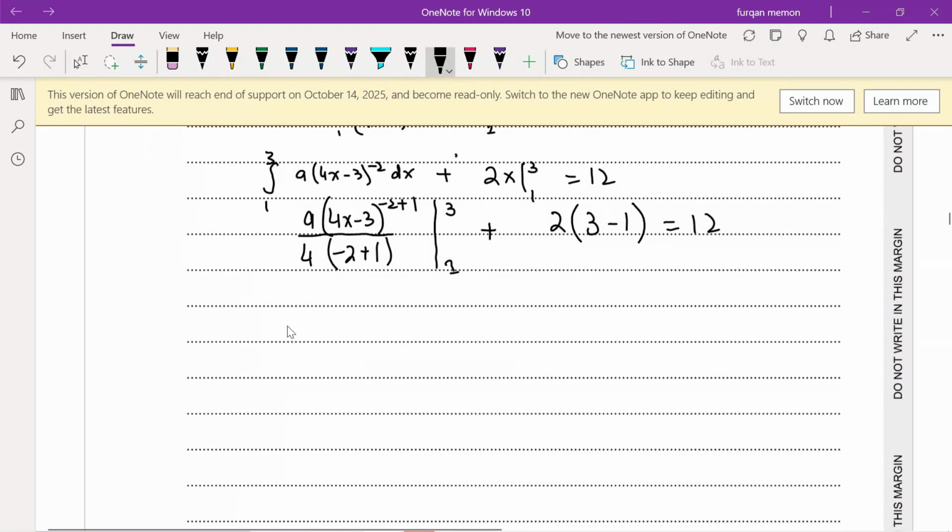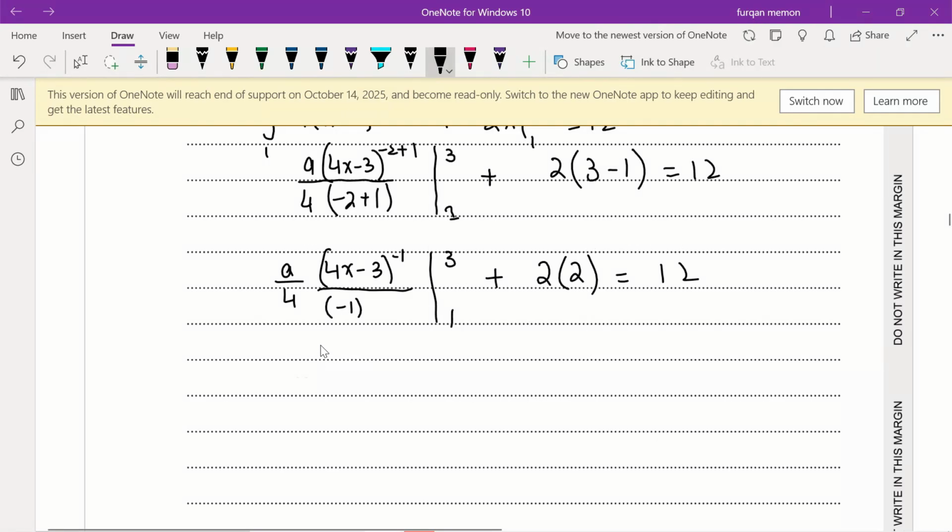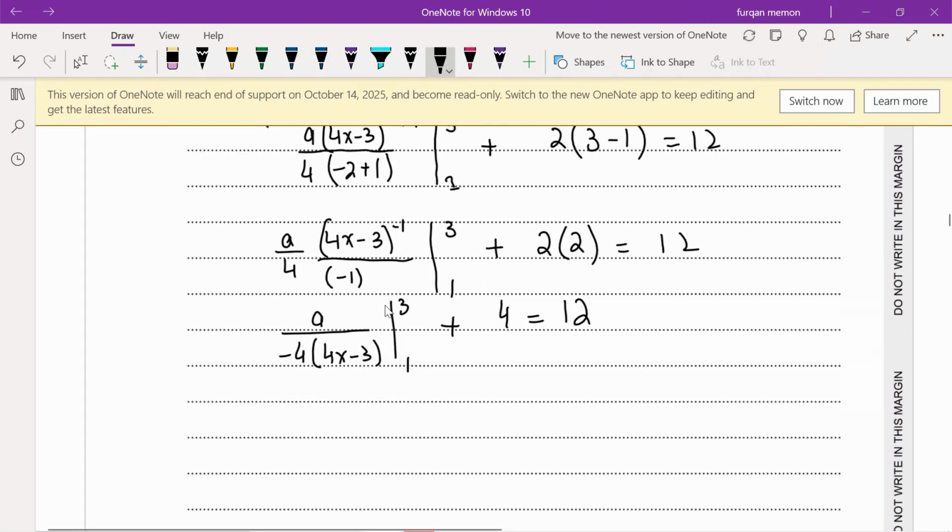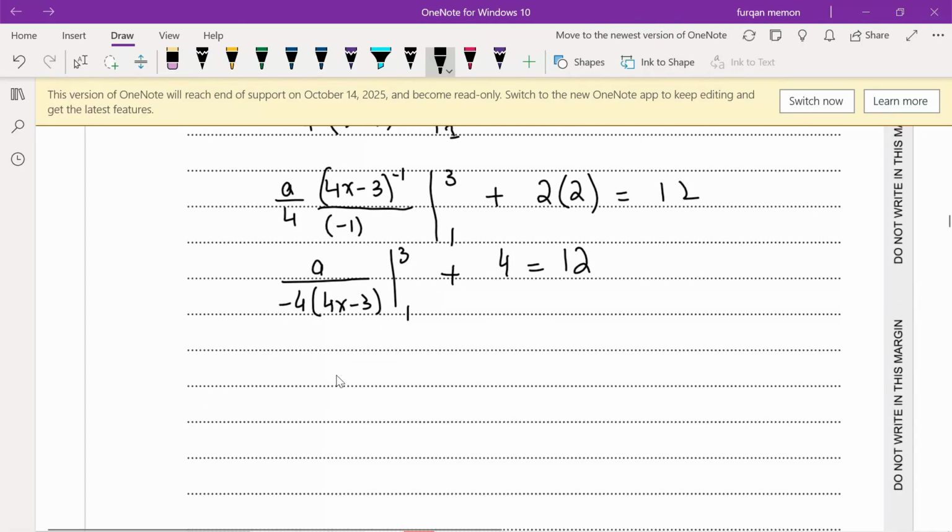Okay, we solve it further. It will be a over (4x minus 3) to the power of negative 1 over negative 1, and limit is 3 to 1, plus 2 times 2 is equal to 12. When we solve it further, it is a over negative 4 times (4x minus 3), and limit is 1 to 3, plus 4 is equal to 12.